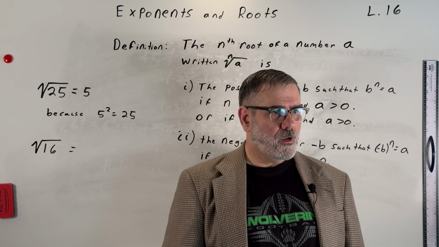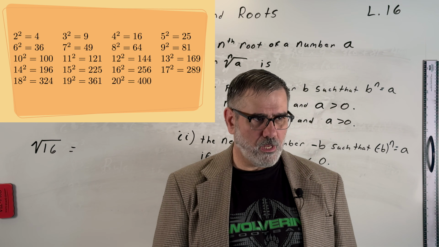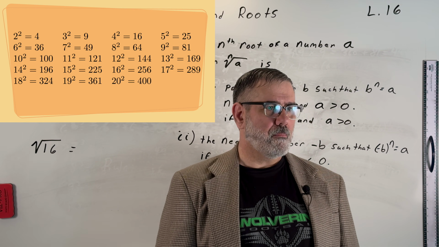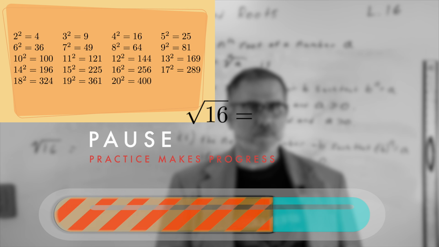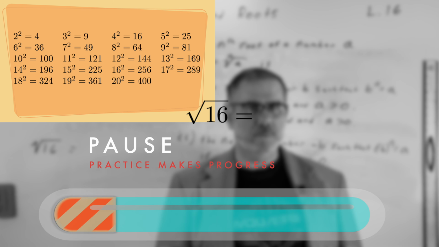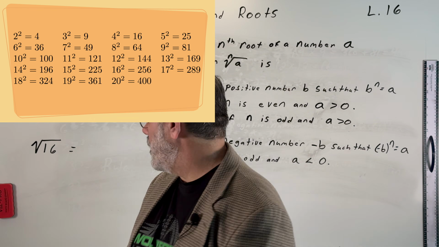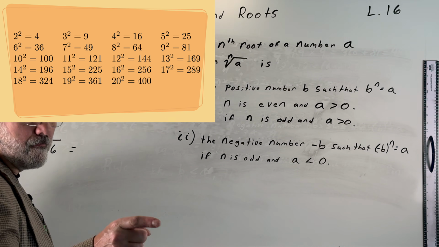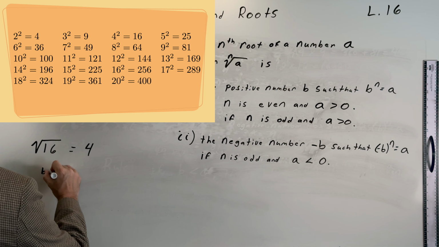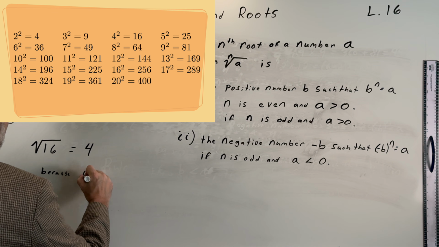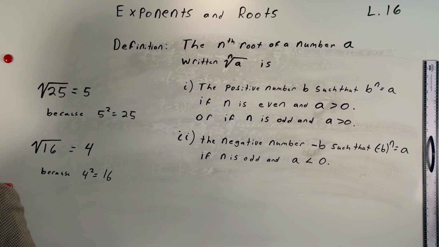So go ahead and pause the video, try that now. You can consult that table of square numbers that we had before if you need to, if you haven't already committed that to memory. Come back when you have your answer. Okay, well, what is the square root of 16? 4. 4, because 4 squared is equal to 16.